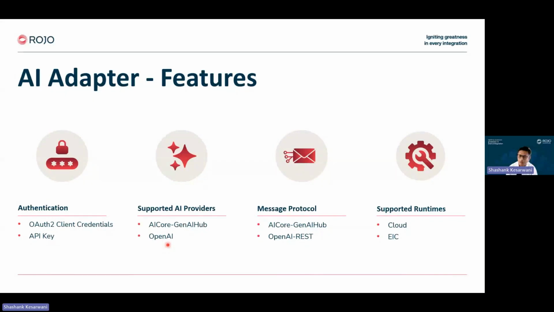From the authentication perspective, the AI Core supports the OAuth2 client credential. So it's similar to calling any other service of SAP. You need to create a client credential in your SAP Integration Suite security artifacts, and using that, you should be able to call the AI Core services. And then you have API key. This is for the OpenAI variant, wherein you can create the API key from your OpenAI platform and then use it for integrating your scenarios to OpenAI.